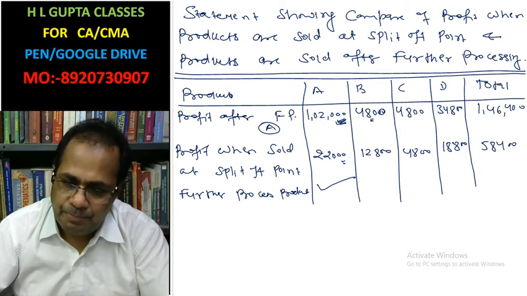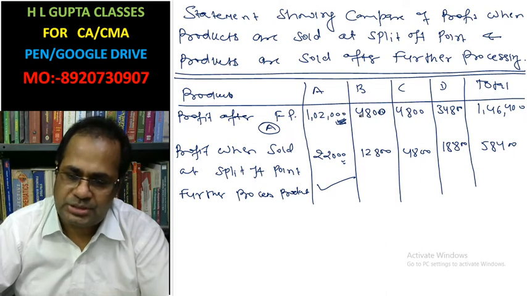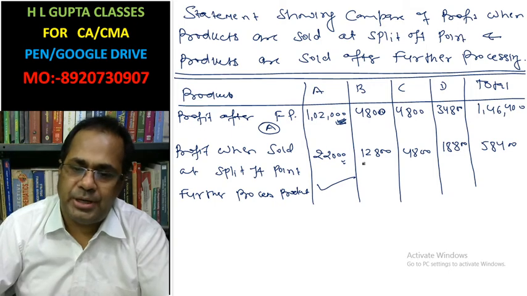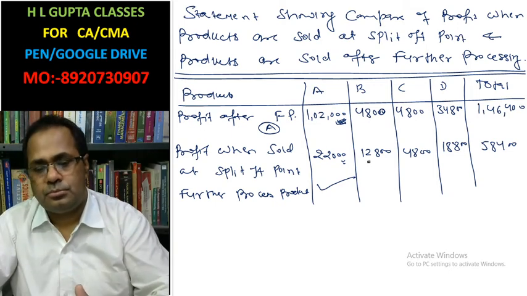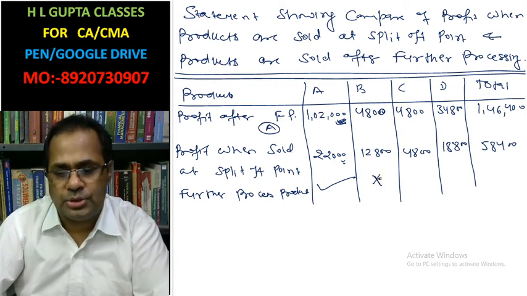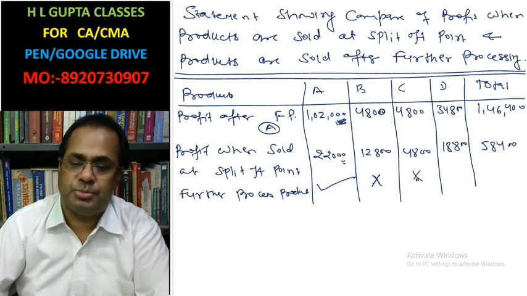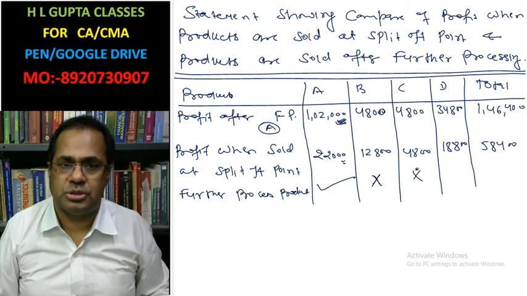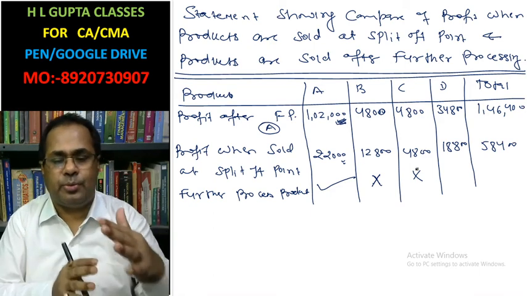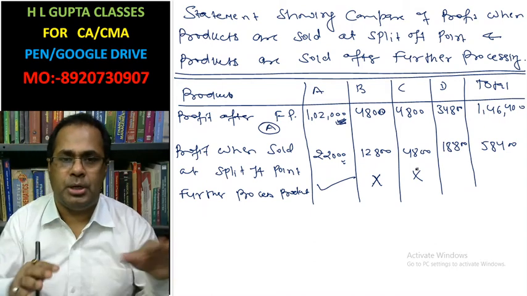In this case, 4,800 is this and 12,800 is that. After further processing this is 4,800, and when it is sold at a split-off point, the profit is higher. It means we should not further process. In this case also we should not further process, because there is no use of further processing. Profit when sold at a split-off point is 4,800. Profit when sold after further processing is also 4,800. No use of further process.